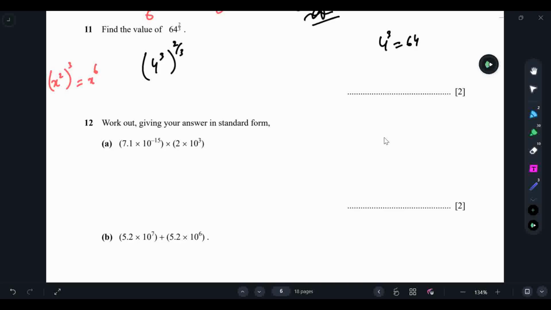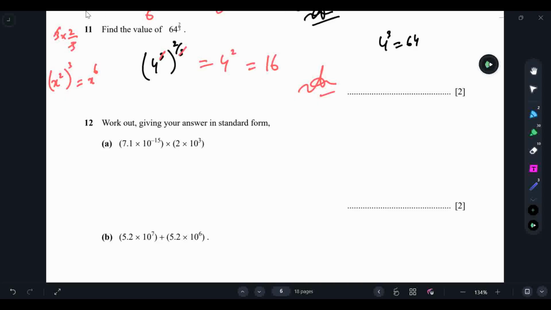So now we need to multiply these two powers: 3 multiplied by 2/3. We can cancel out the 3s, so 4 squared will be the final answer. And hence we can say that 16 will be the final answer.